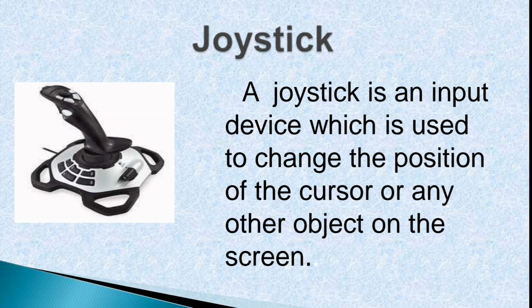So first is joystick. A joystick is an input device which is used to change the position of the cursor or any other object on the screen. Joysticks are popularly used for playing video games. It has one or more push buttons whose state can also be read by the computer.